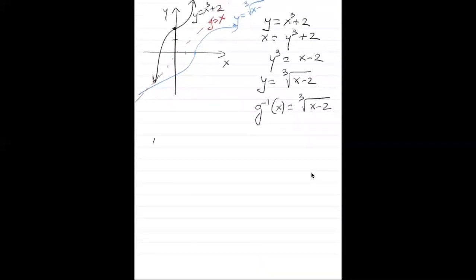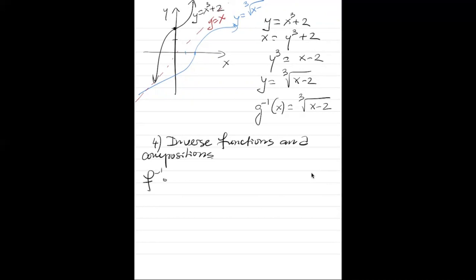And number 4, inverse functions and compositions. So if I compose two functions, but not any two functions, f and its inverse, by definition, that's f negative 1 of f of x. And that is equal to x. We call this cancellation equation. And so this is true for every x in the domain of f.